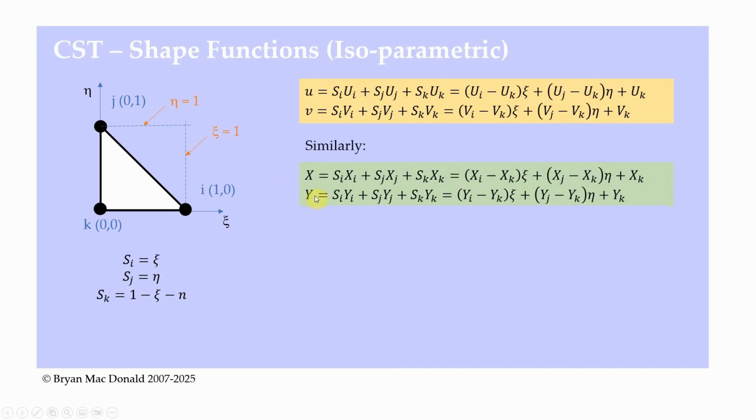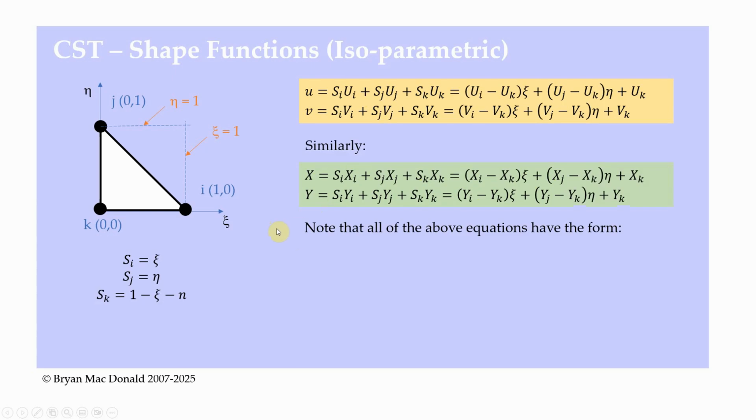Similarly, I can do that for the x and y as well, replacing u with x and v with y. And here now I have an equation that relates my global coordinate to the local coordinate. Okay, so now I have this transformation here between local and global coordinates.